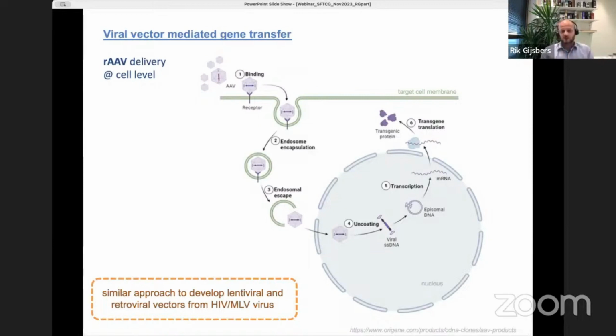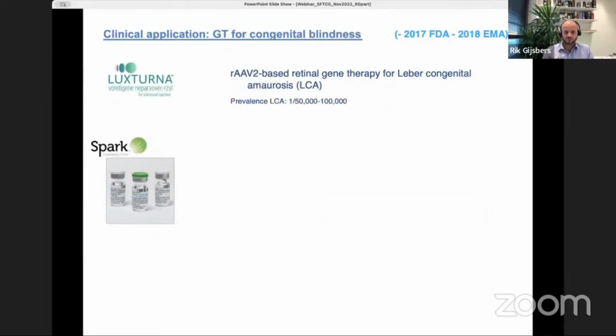Similar approaches as described here for adeno-associated viral vectors have also been described for HIV, lentiviruses, and MLV gamma retroviral based vector platforms. And just to give you in the last few slides an example of a product that is on the market since 2017 in the USA, approved by the FDA, and a year later also in Europe, is the product Luxturna, which is an AAV2 based product for retinal gene therapy to treat a congenital blindness or Leber congenital amaurosis.